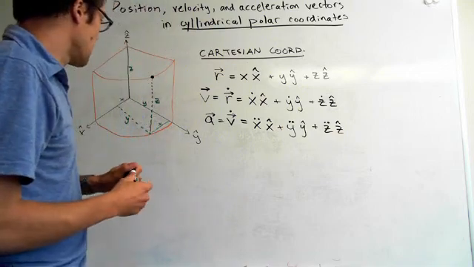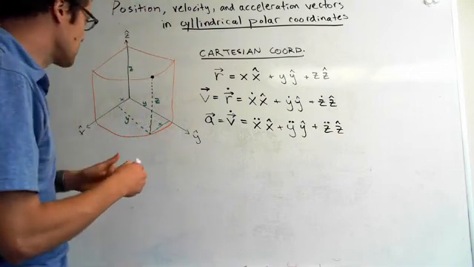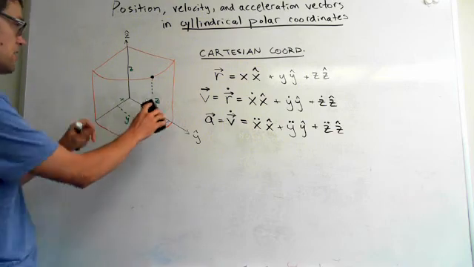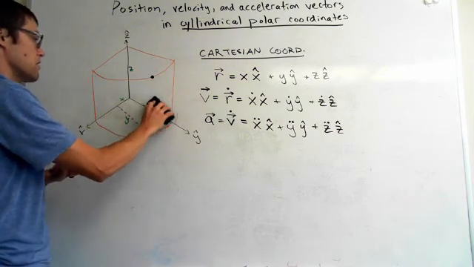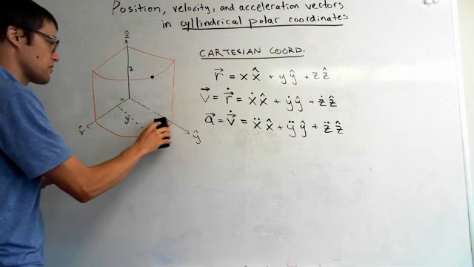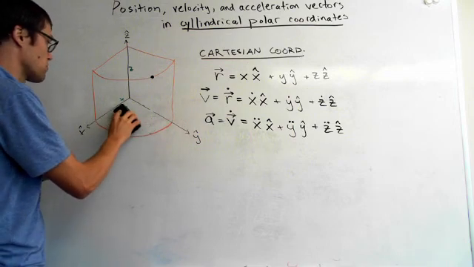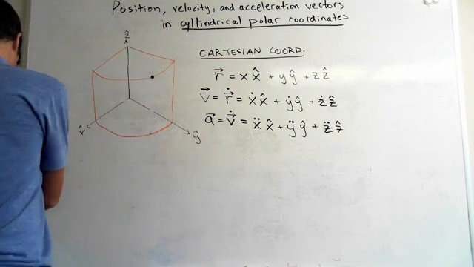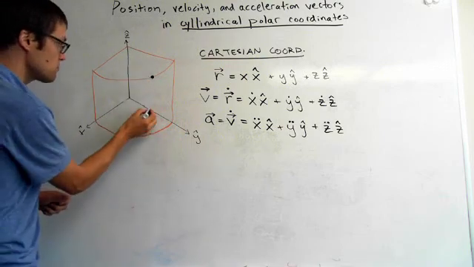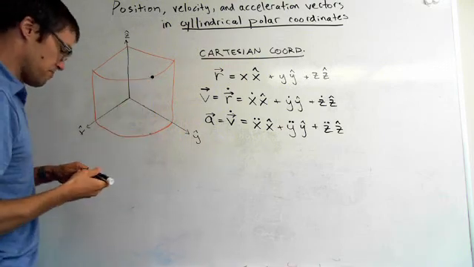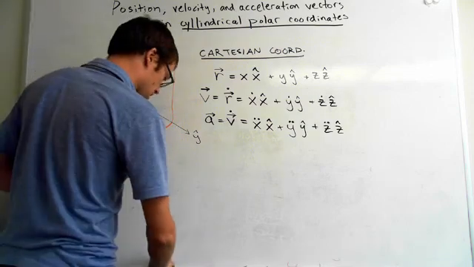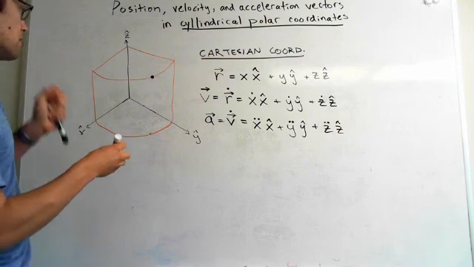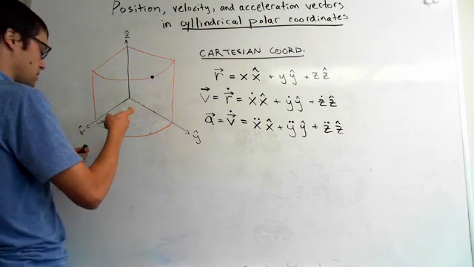So let's now draw on this diagram how to represent this location of this particle in cylindrical polar coordinates, and then we'll figure out what their time derivatives are to get the velocity and acceleration. Okay, let me do that now in green again.